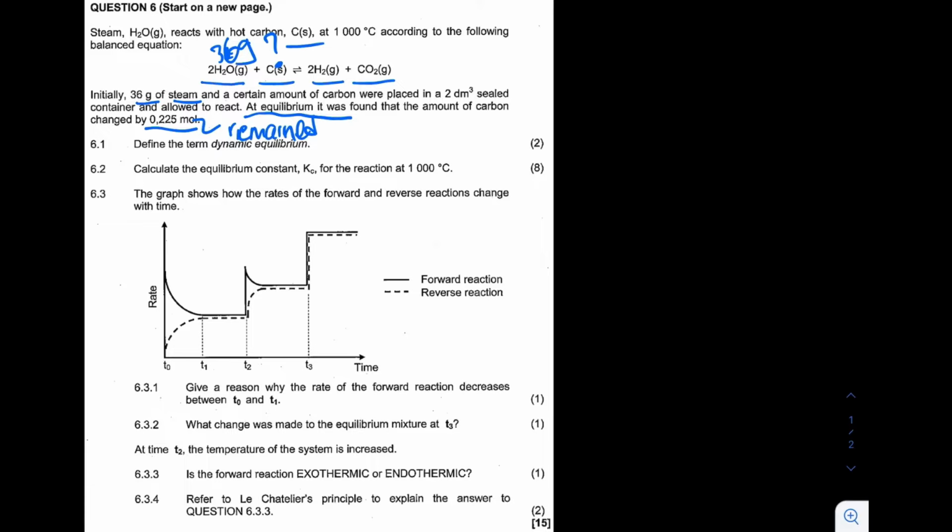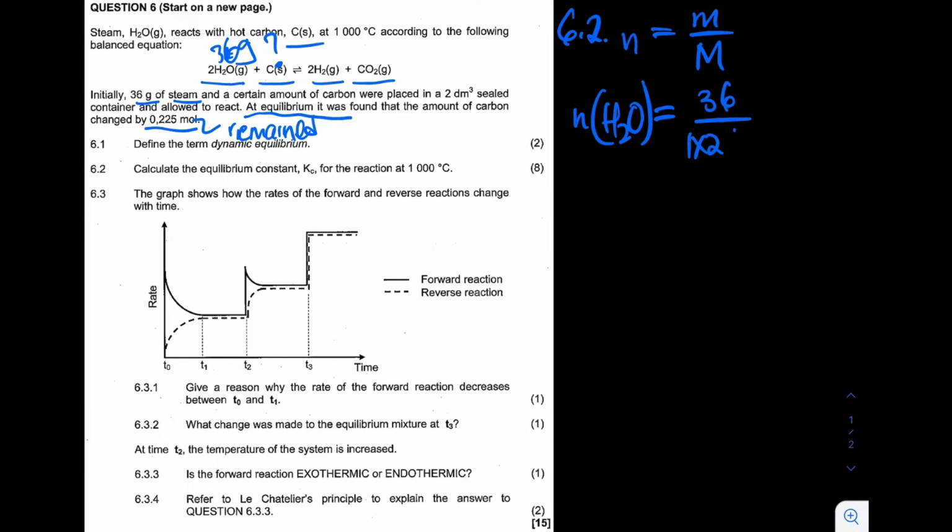Guys, first of all, what do we need to do in 6.2? We have to convert the mass of the steam, which is the water, in a gaseous state into number of moles. We'll say number of moles is equal to mass over molar mass. These are the number of moles of what? Of water, which is the steam. And the mass is 36. We divide by the molar mass of water, which is 1 times 2, which is the hydrogen, plus oxygen. Oxygen is 16. That will make 18. So it's going to be 36 over 18. That will make 2 moles. These are the 2 moles of water that were there initially.